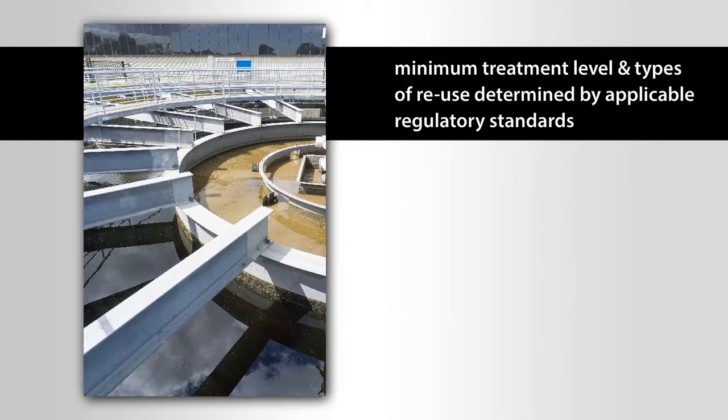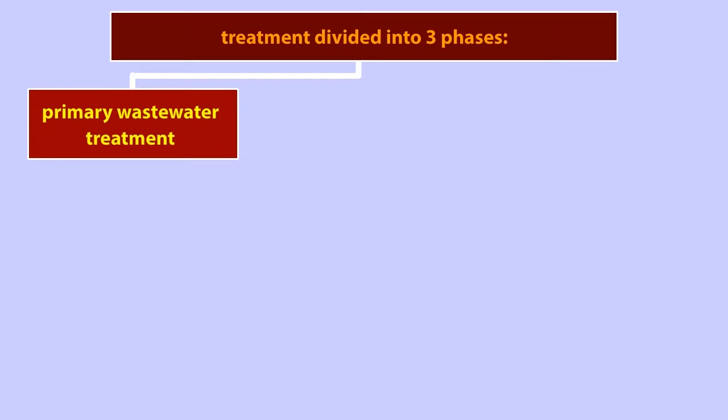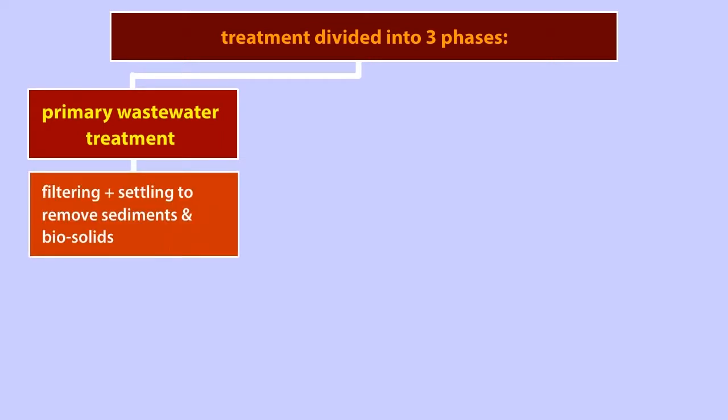Contemporary wastewater treatment relies on processes similar to natural processes that are engineered to accelerate the rate of treatment. Treatment is divided into 3 phases defined by the intended use of treated water and community standards for that use. Once treatment is finished, wastewater is no longer waste. Primary wastewater treatment, or screening, is a form of filtering to remove debris and solid wastes, plus settling to remove sediments and biosolids.